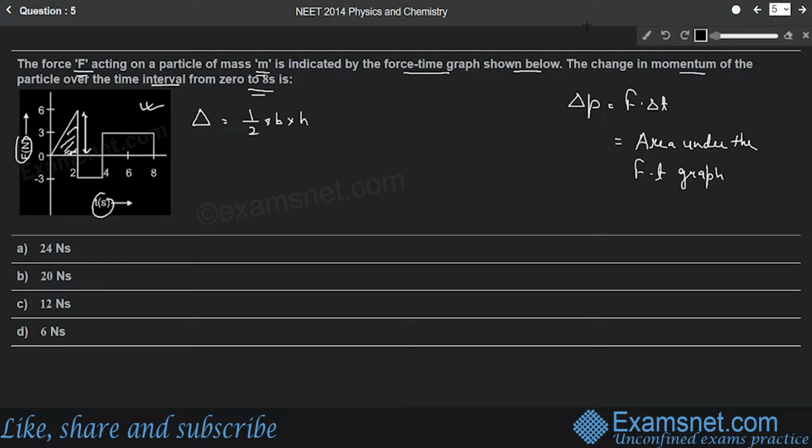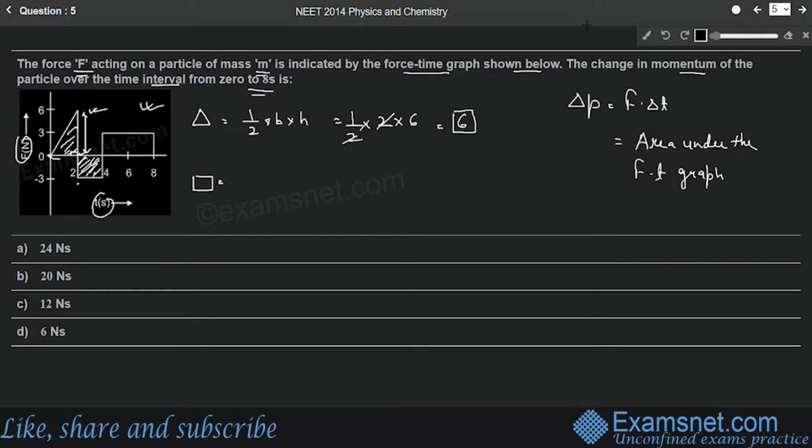Okay, so half into, what is the base? It is from 0 to 2, okay, along the x-axis, so it will be 2, and height is from 0 to 6 along the y-axis, so it will be 6. So on solving this we'll get 6. Okay, this is the area of the triangle. Now next is a smaller rectangle, okay, this shaded area. So the area of the smaller rectangle will be equal to side along the x-axis into side along the y-axis.